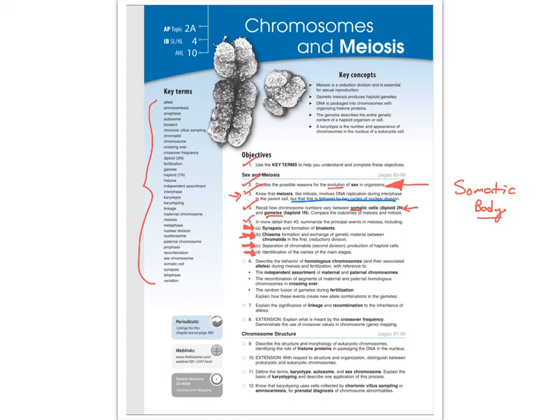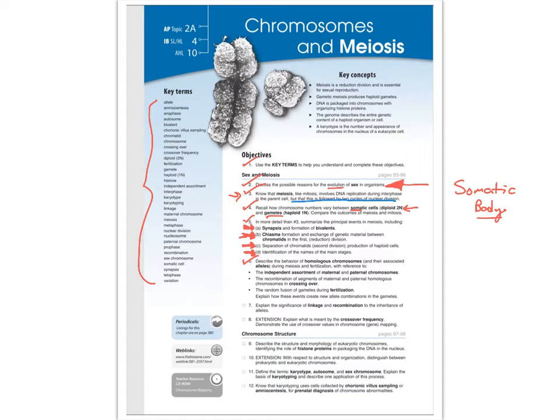Describe the behavior of homologs and their associated alleles during meiosis and fertilization with reference to independent assortment, paternal chromosomes, recombination segments of material, and parental homologous chromosomes in crossing over. We'll talk about the details of these steps as we go through this video. The random fusion of gametes during fertilization. Explain how these events create new allele combinations in gametes. So we'll discuss that. We've discussed it already. Again, you can refer back to the previous video, the class video, not previous, because I haven't sent it yet.